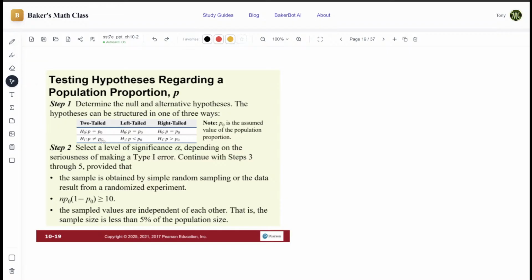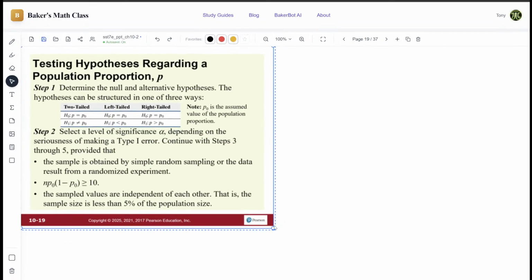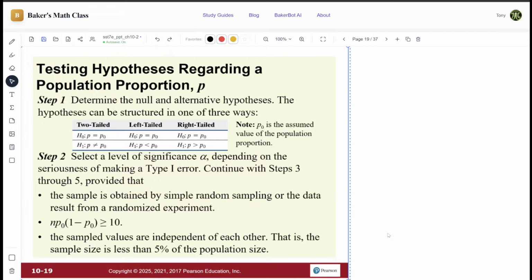All right. Testing your population. For every problem, here are our steps to do this. Step 1, we need our null hypothesis and our alternate hypothesis. You need both of those.